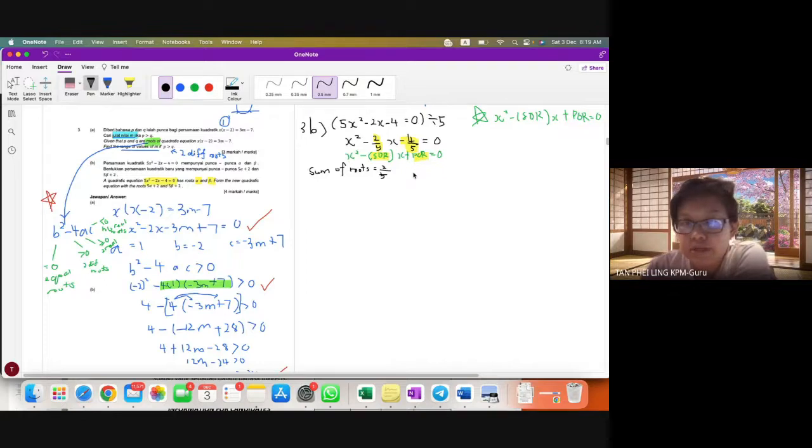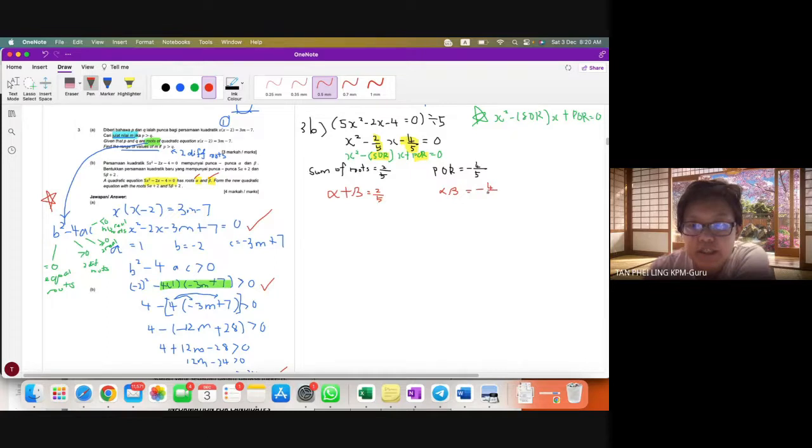So I better do it another way where I put it here. My POR is product of roots, negative 4 over 5. So don't forget that you need to do one more line, which I will put in red now. Sum of roots. What are the roots here? Alpha and beta. So my sum will be alpha plus beta equals to 2 over 5. And then here will be alpha times beta, which will be negative 4 over 5.